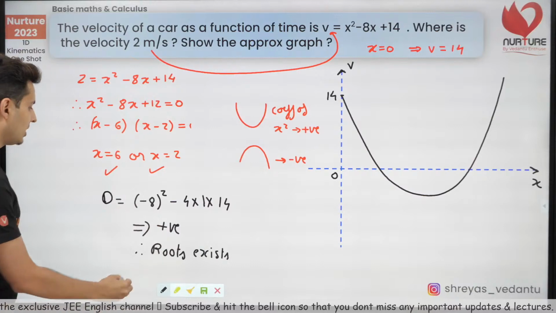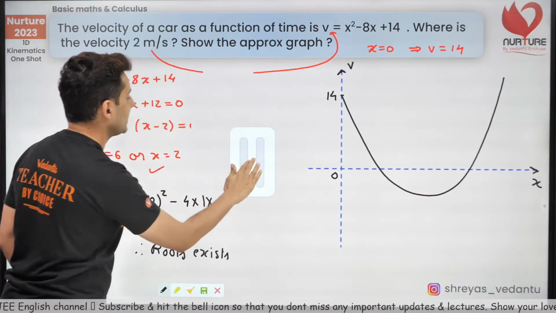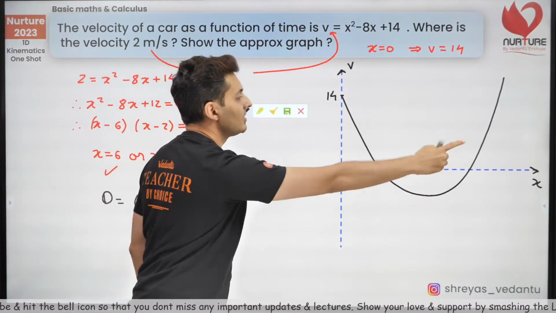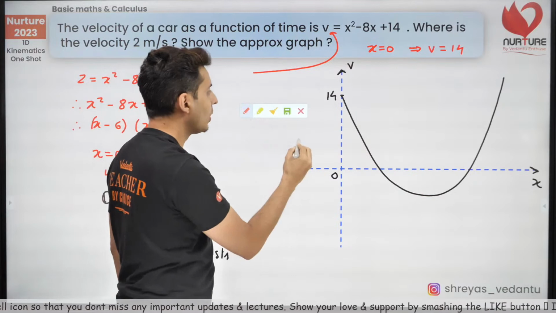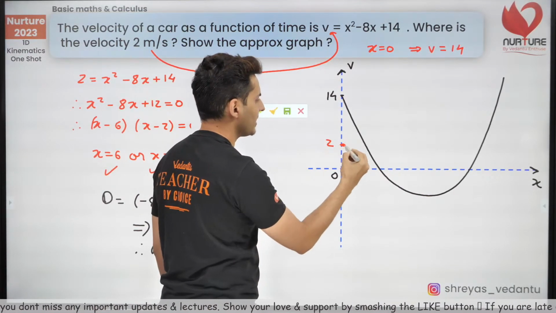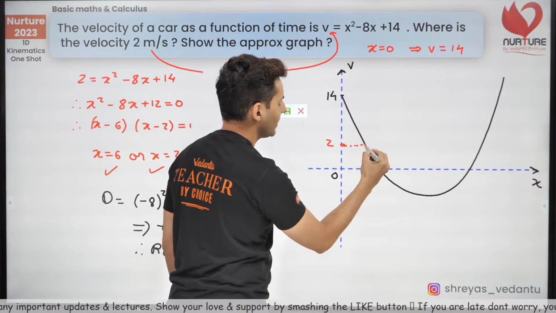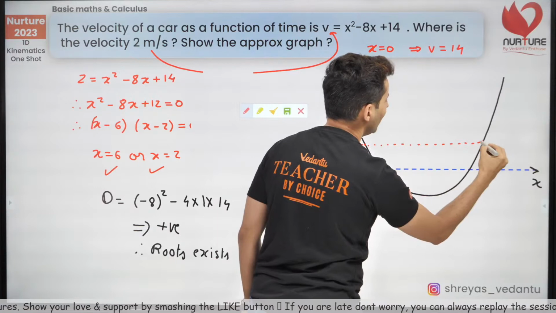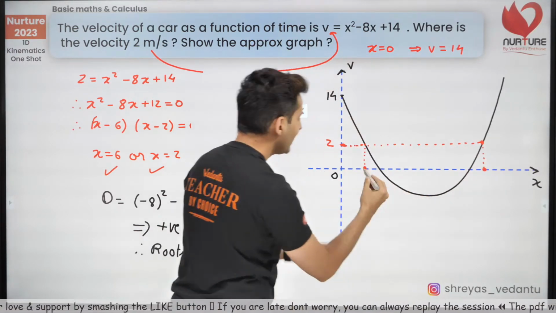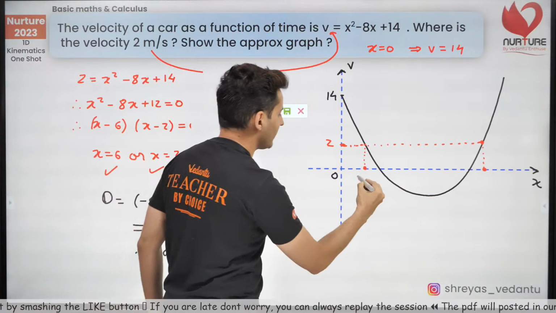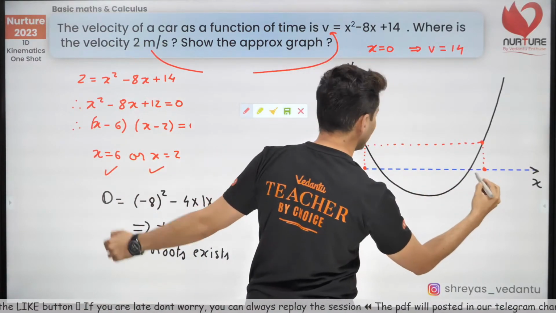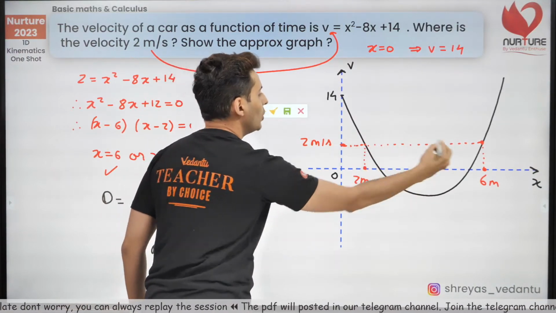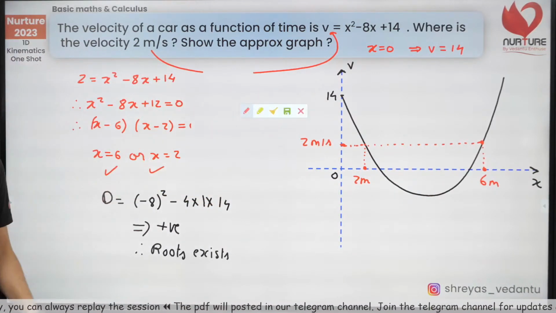Now, in the given question, what has been asked? Where is the velocity 2? So this is velocity, this is displacement. Velocity is 2, that means here it will be 2 meters per second. It is over here, and again it is 2 meters per second over here. It is becoming twice. This value is 2 meter, and this value you can see is 6 meter. So this is 2 meters per second 2 times. Now I hope graphically you have understood it.